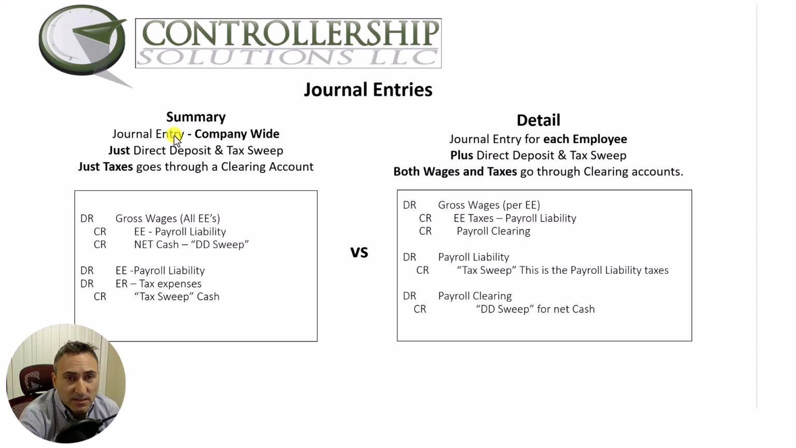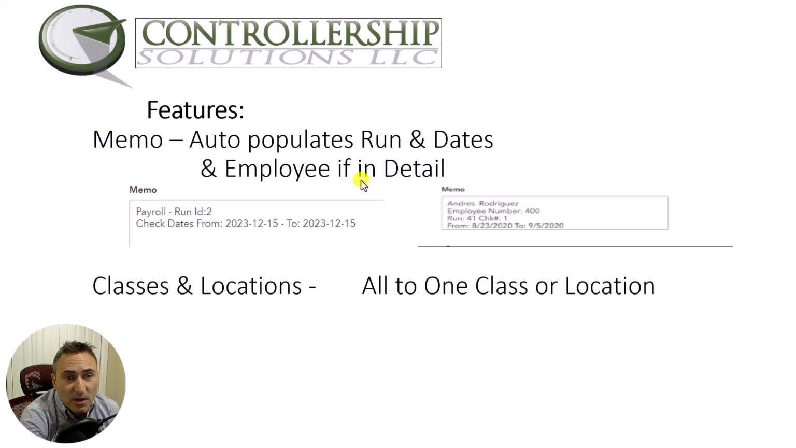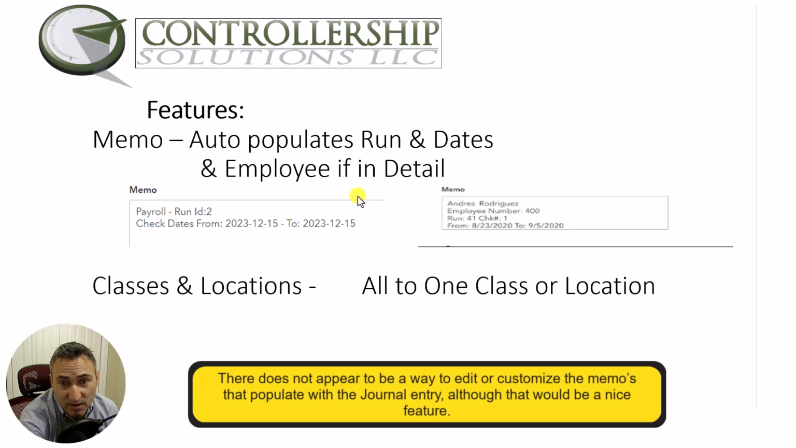Why? Well, let's look at the next slide. The next slide is in the memo. If you are using the summary, you'll get a memo that's automatically populated from OnPay that looks like this. It'll say the payroll, the run, and the checks. If you're using the detail, it will have names in there. It will have names, employees, run, and the date as well. So it will have more individual information. And if that is private, and if that's not something you want in your QuickBooks file, then you would automatically have to use summary.